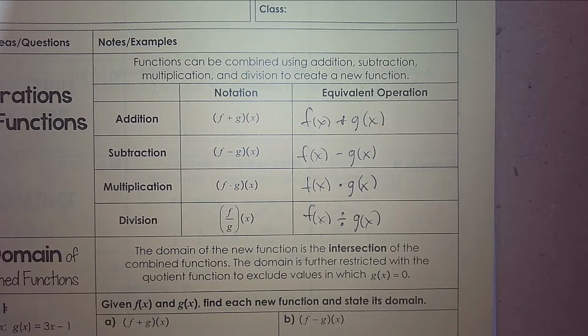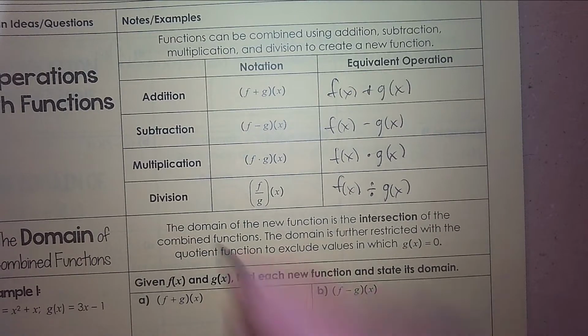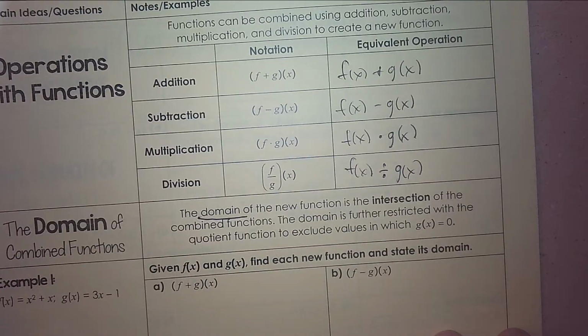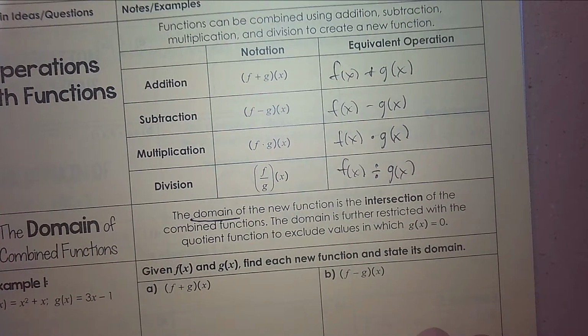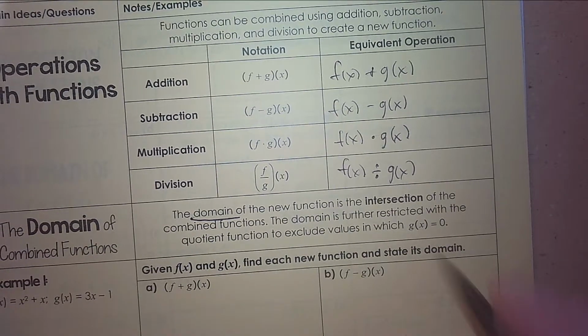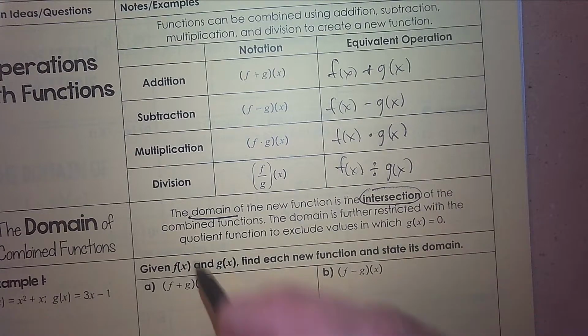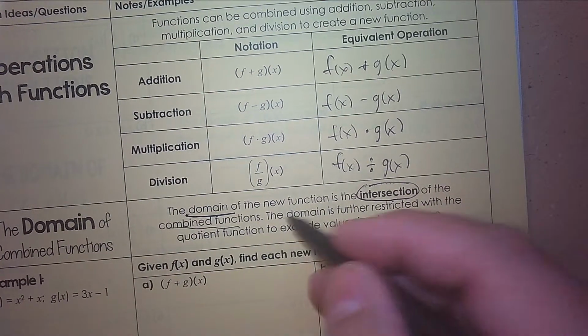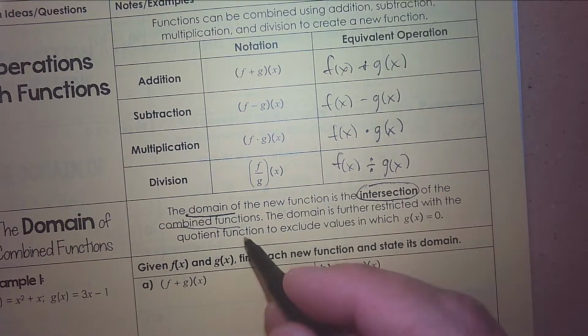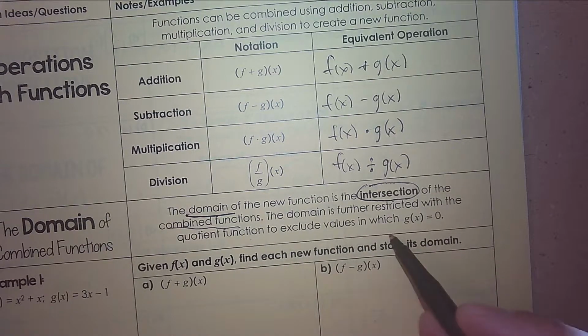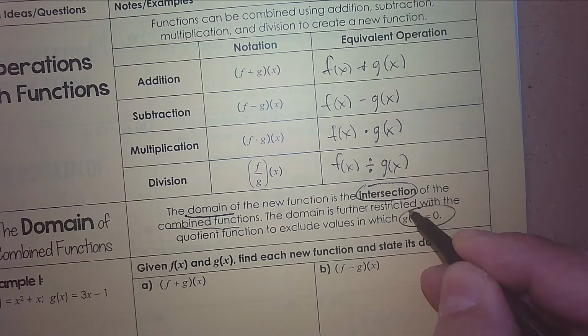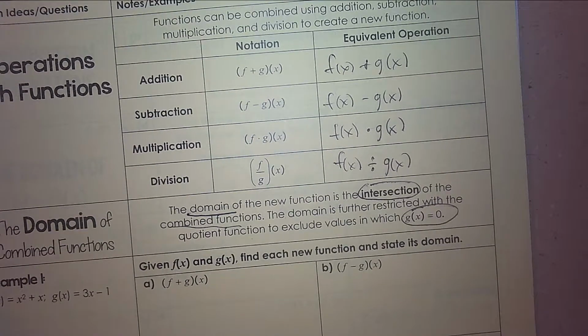So, the domain, and what's the domain again? Those are all possible x values, right? All the numbers you could put into the function. The domain of the new function is the intersection of the combined functions. The domain is further restricted with the quotient function to exclude values in which the denominator is 0. So what we're going to do is add, subtract, multiply, divide, and then see if there's any domain restrictions that we need to worry about.